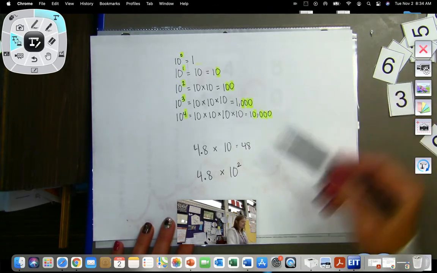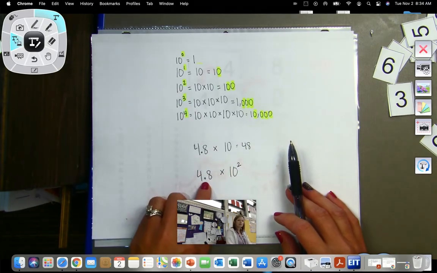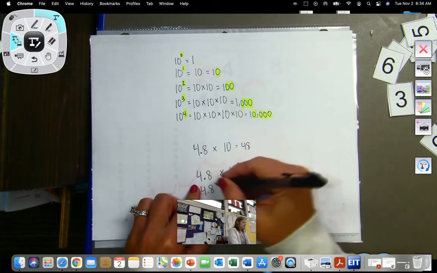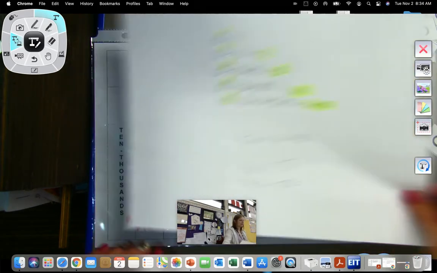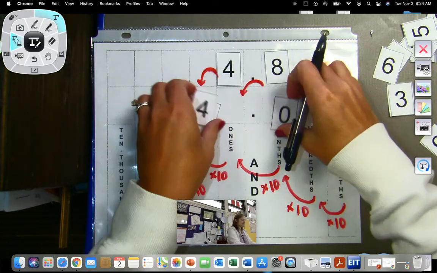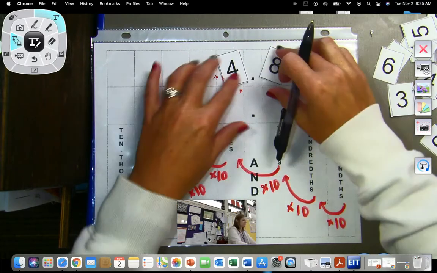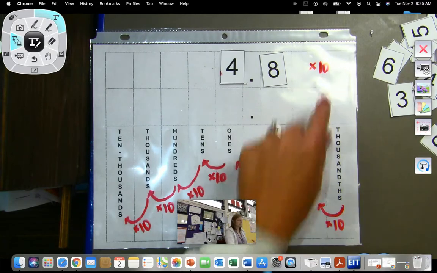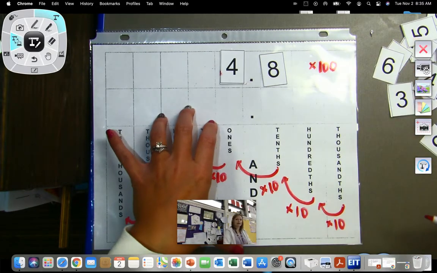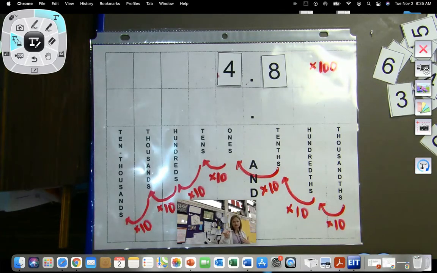So now the next equation says 10 squared, right? So we know that what that really means is 4.8 times 100, right? So if we look at our place value chart, we're still starting with 4.8 as our starting number. We're just going to use our eraser to erase those arrows because we're moving on to a different multiple, right? We're no longer multiplying by 10. We're really multiplying by 100 now, okay? So what that means is if we think about our powers of 10, we know that 10 squared is equal to 10 times 10.